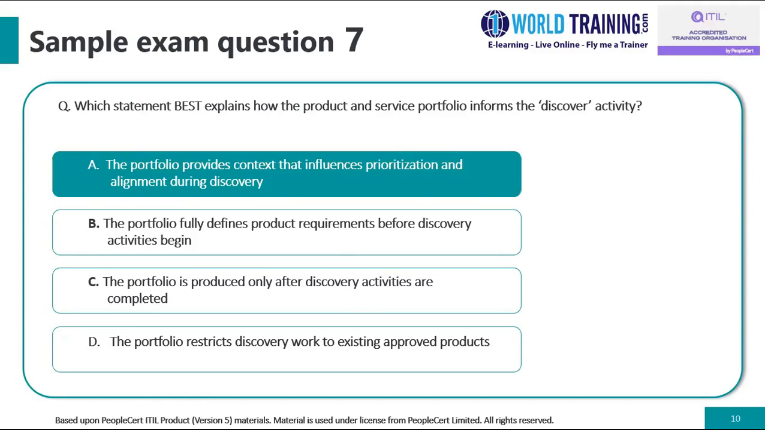The ITIL AI capability model provides a functional classification of AI solutions. And the rationale notes the portfolio gives context rather than constraining, predefining requirements or limiting work to existing product. B is wrong because the portfolio does not fully define requirements before discovery. C is wrong because the portfolio is not produced only after discovery. And D is wrong because the portfolio does not restrict discovery to approved products.